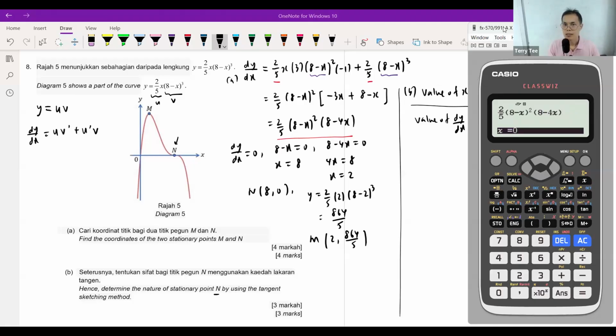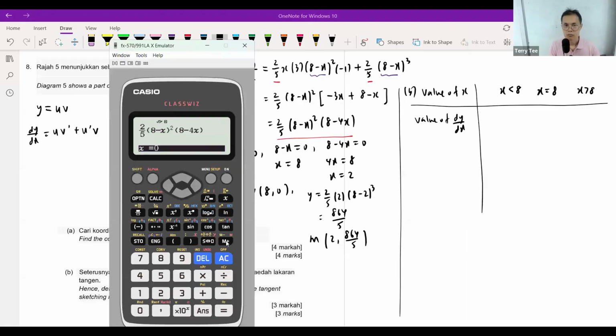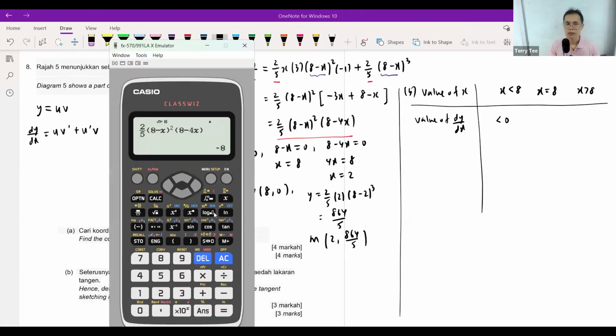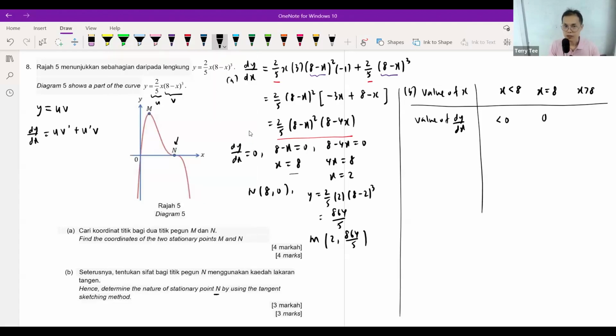I'm going to calculate. Pick a value less than 8, maybe 7. Yeah, you get negative, so this is less than 0. It's not important to write the exact value. What matters is the sign, more than 0 or less than 0. Now, at 8 itself it is going to be 0. You're not going to get any other value. It's definitely 0, because when we let dy/dx equal 0, we got the x value equals 8. So this is the other way around. We put x equals 8, your dy/dx has to be 0.